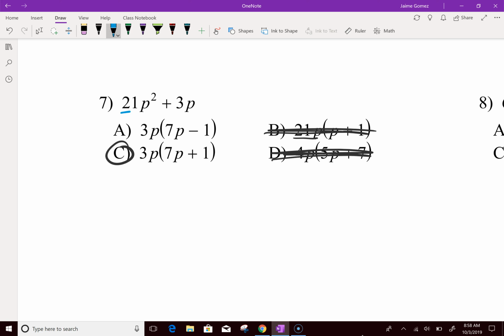So then divide it by 3p. So 3p goes on the outside. 21 divided by 3 is 7. You have 2 p's here, you're taking out 1. That means you have 1 left. So then plus 3p divided by 3p, well that's 1, because 3 divided by 3 is 1. And you had 1p, you take away the 1p, it's 0 p's left. So that is the answer. That's why it's letter C.